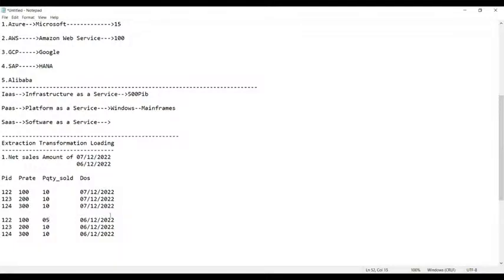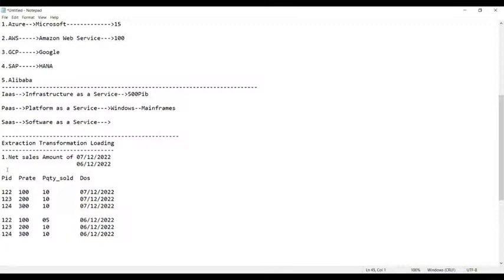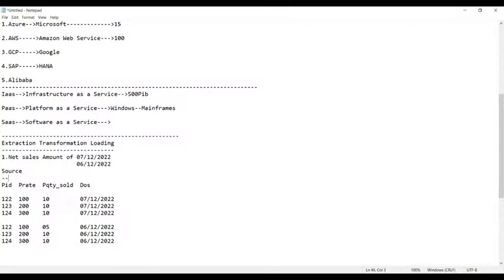Can you see here? This is the data we have. Okay, so what is that? This is the data. That means, can you see here? We have the data like this. So this is actually, we can consider this as a source. Am I right, everyone? This is called as what?